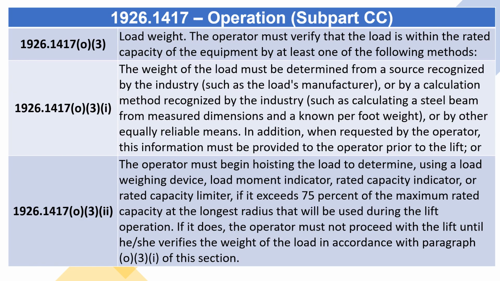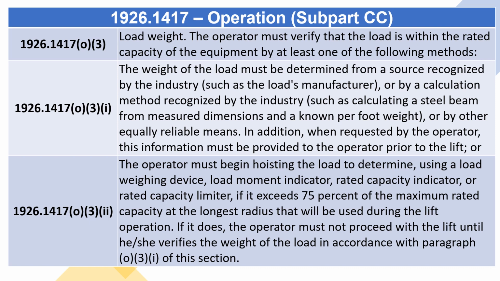1926.1417 O3. Load weight. The operator must verify that the load is within the rated capacity of the equipment by at least one of the following methods. 1926.1417 O3 I and O3 2. The weight of the load must be determined from a source recognized by the industry, such as the load's manufacturer, or by a calculation method recognized by the industry, such as calculating a steel beam from measured dimensions and a known per foot weight, or by other equally reliable means.